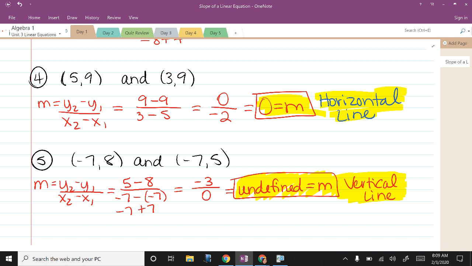Here's how I remember it. If you work it out and your 0 is on top, that's the answer. It's on top, it's the boss. It's in charge. It's the answer. If 0 is underneath, it's undefined. Underneath, undefined. Get it? If 0 is underneath, it's undefined.